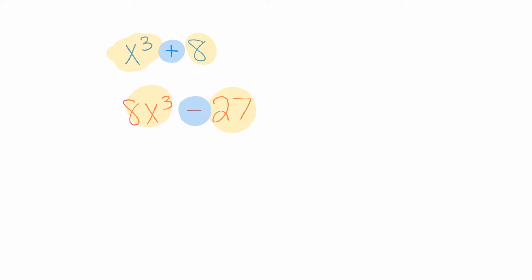Okay, so let's look at it. These are going to look something like this. We're going to have something like x cubed plus 8. Or maybe we're going to have 8x cubed minus 27. So in all of these situations, we have perfect cubes. Now, at the beginning of this, we said this is called sum and difference. And look here. Here's a plus, and here's a subtraction. Totally okay. We have a formula for both of these.